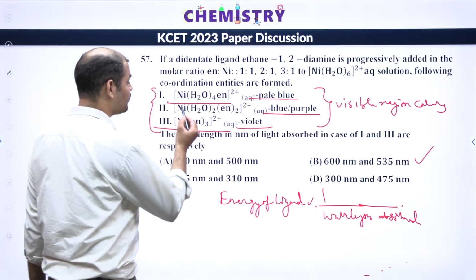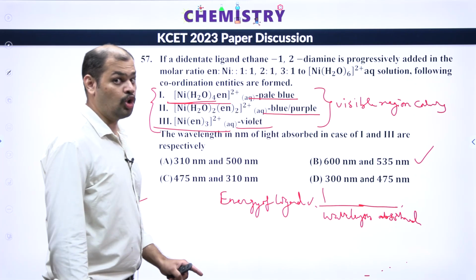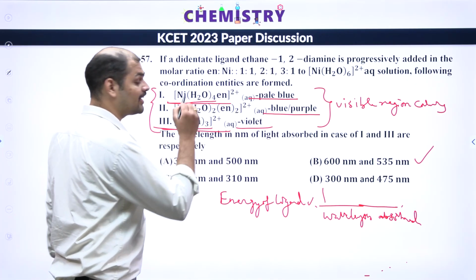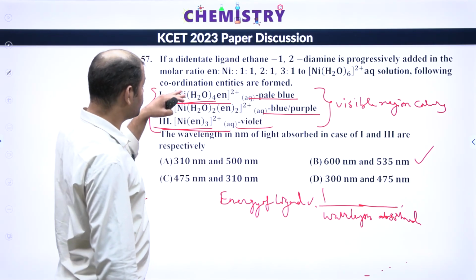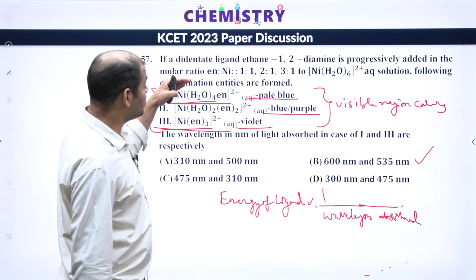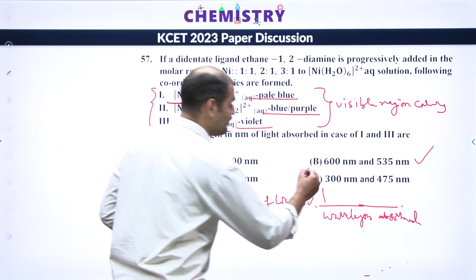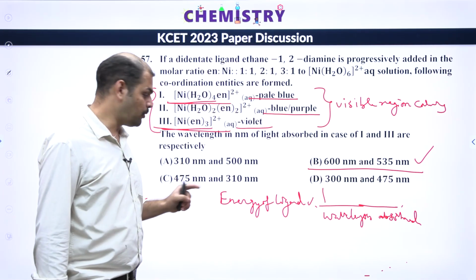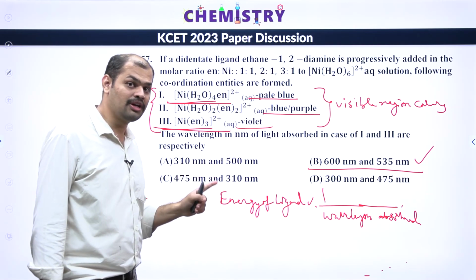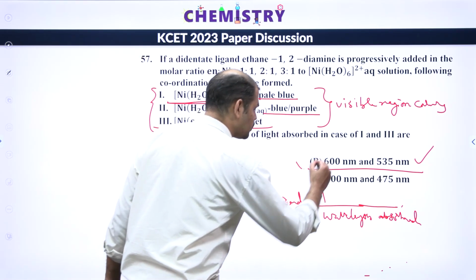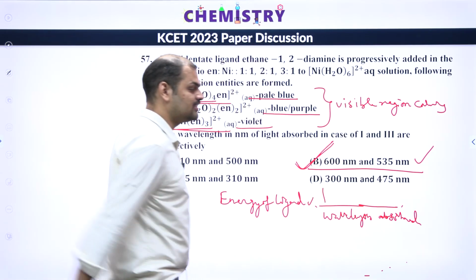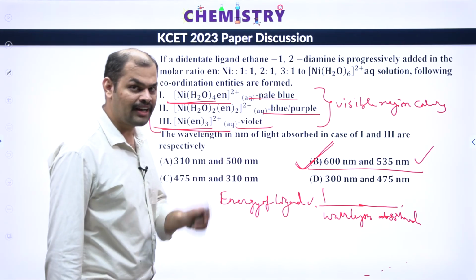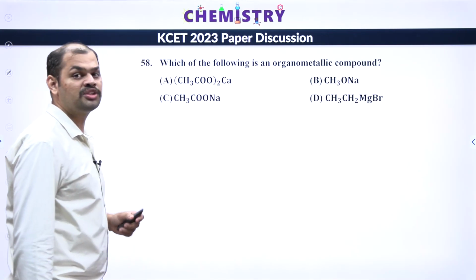So remember carefully, here 4 weak field ligands are there, so it will absorb more wavelength. Here 3 strong field ligands are there, so it will absorb less wavelength. So first you should have more wavelength followed by less wavelength. In the given options, only one has more followed by less. You may be confused with the third option, but 310 is not in the visible region range, so definitely we should go for option B. So option B is the correct answer: 600 nanometers and 535 nanometers. Clear? Let us go to the next question, that is the 58th question.